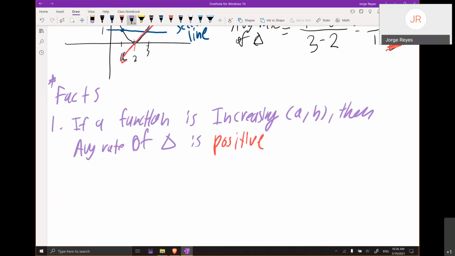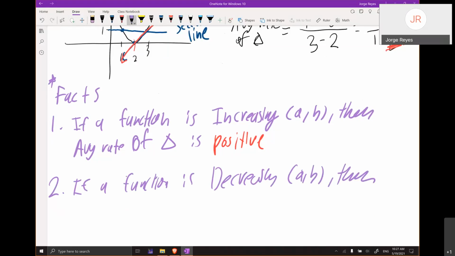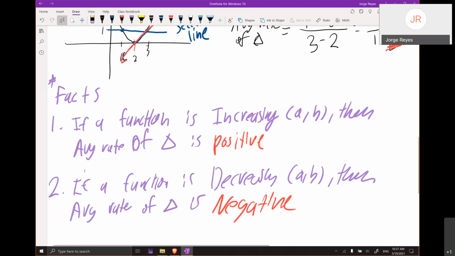Now, 2, if a function is decreasing from A to B, then the average rate of change is negative. All right, which I hope makes sense, right? That means we're going down, so the secant line would be down.